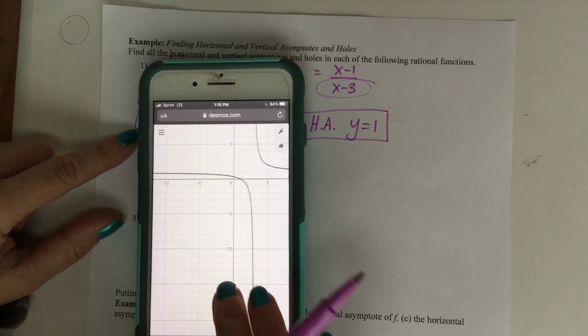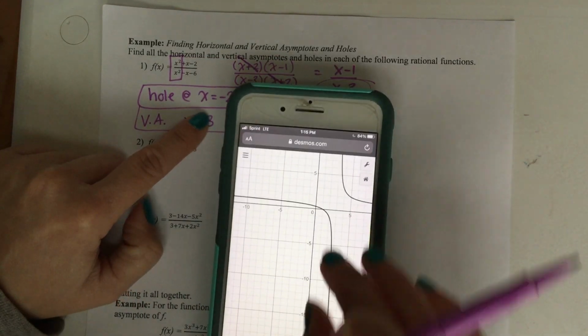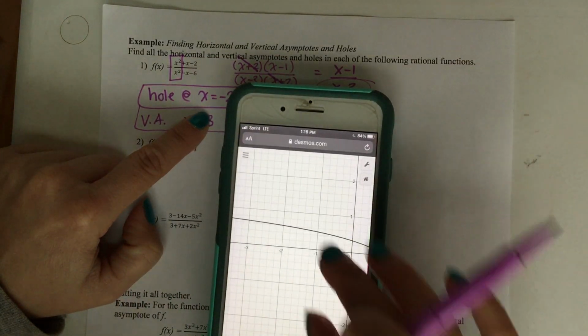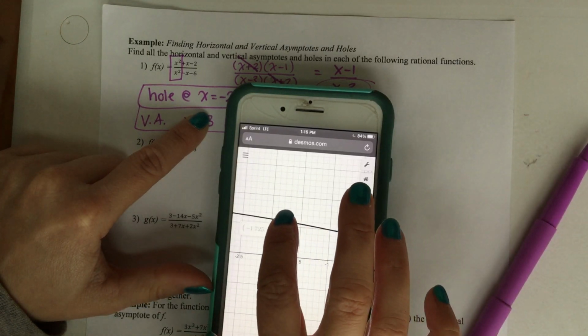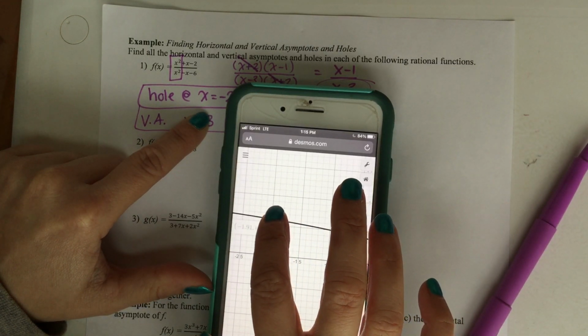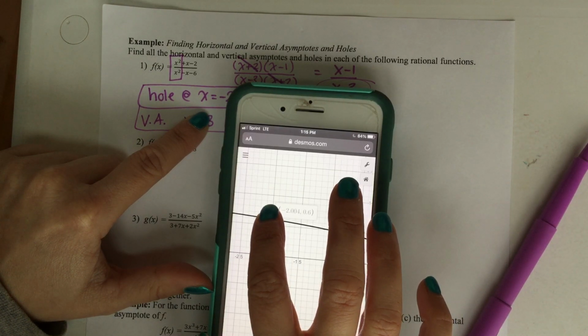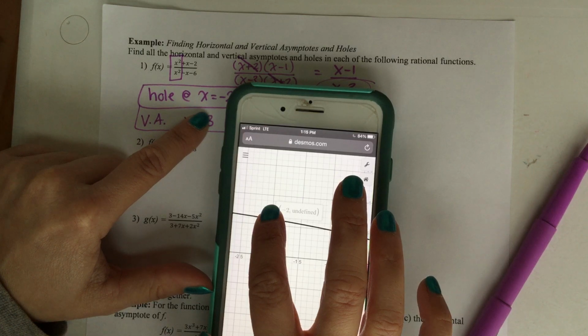But you're probably like, well, Mrs. Becker, what the heck? You told me that there's a hole at -2, and I can't see the hole there. Well, check this out. Go ahead and trace. When you trace, I hope you can see this. Did you see it? -2 is undefined. You can't tell looking at it, but when you go ahead and trace along there, as soon as you get exactly on -2, there's a hole there.